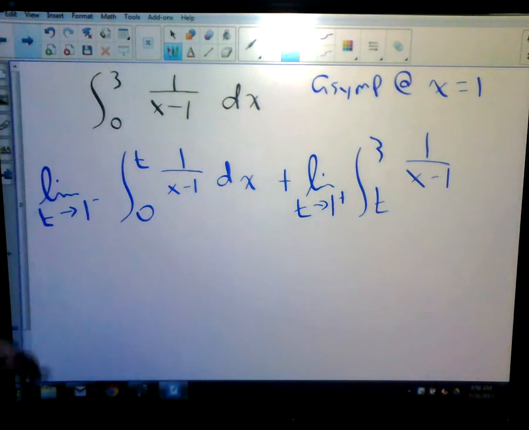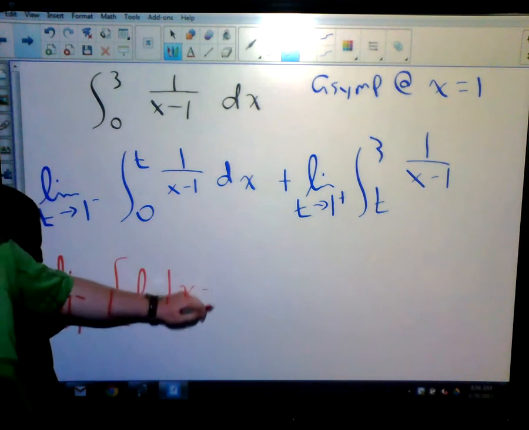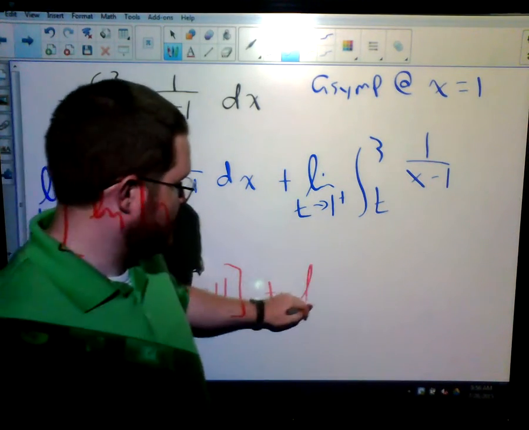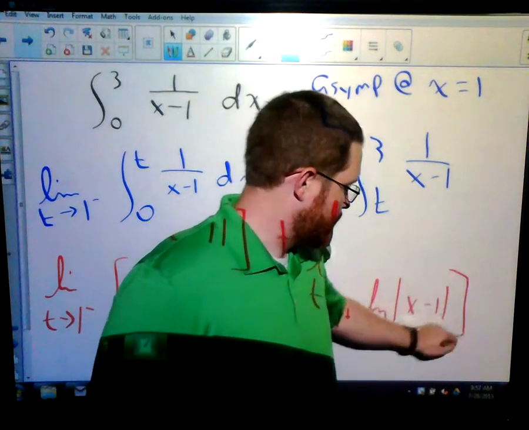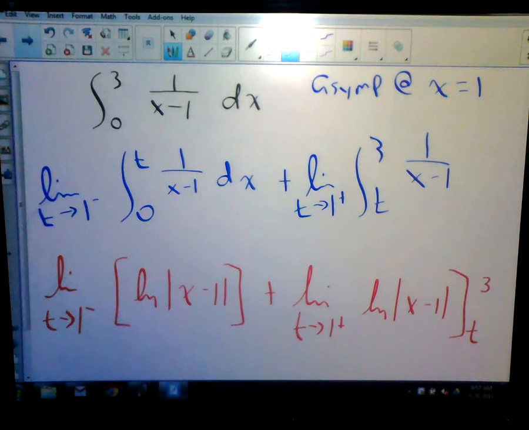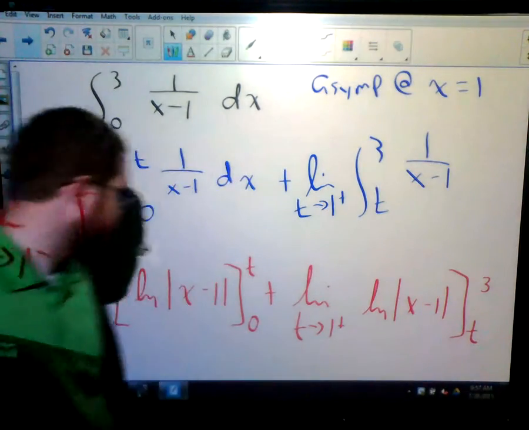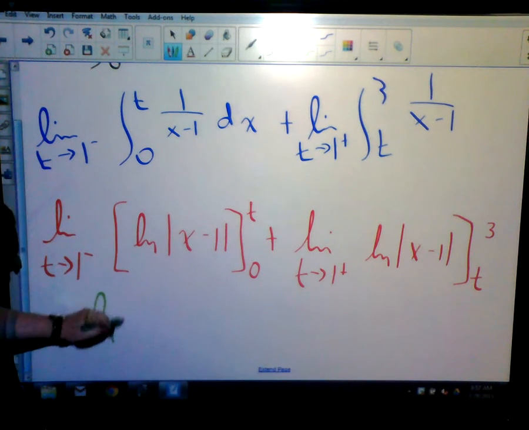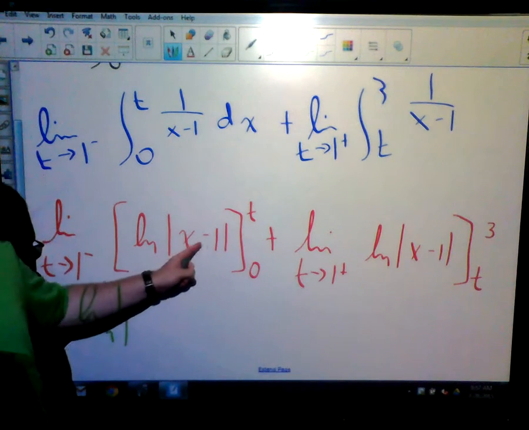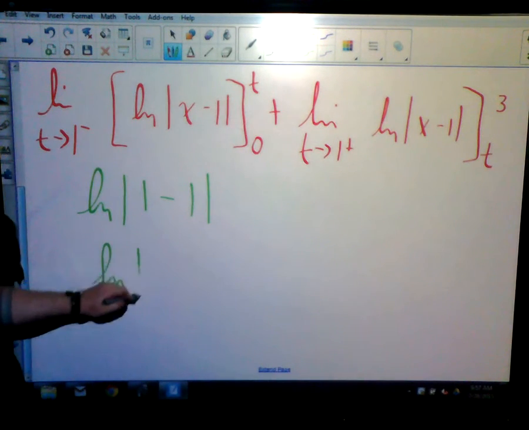Now let's integrate. This is the limit as t goes to 1 from the left side of the integral of 1 over something, which is natural log absolute value of that something, plus same thing over here. Now it's just a matter of plugging some things in. This is 0 to t. So let's plug in t. So this is natural log of the absolute value. If I plug in t, I would have t minus 1. And t is 1, so I have 1 minus 1. Let's stop there for a second. This is natural log of 0.